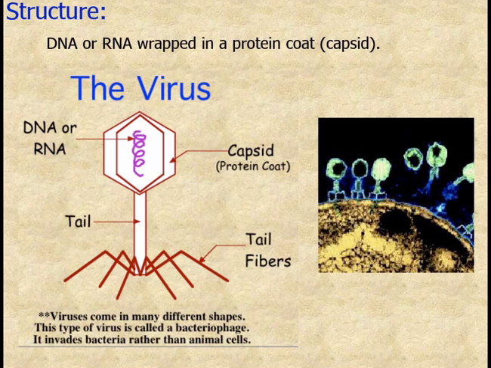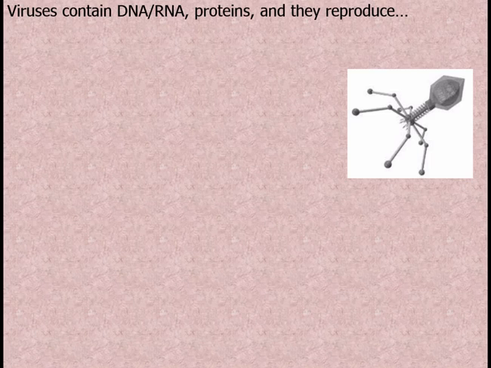So the bacteriophage virus has DNA or RNA. It's surrounded by a protein coat. It's got a tail and some tail fibers. Now, viruses contain DNA or RNA. They have proteins and they reproduce.